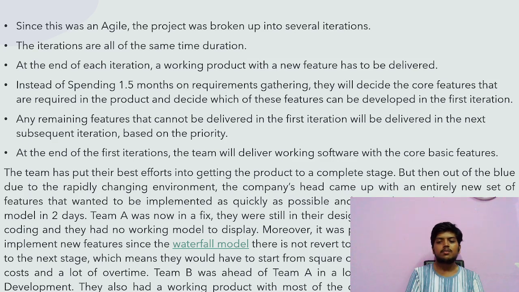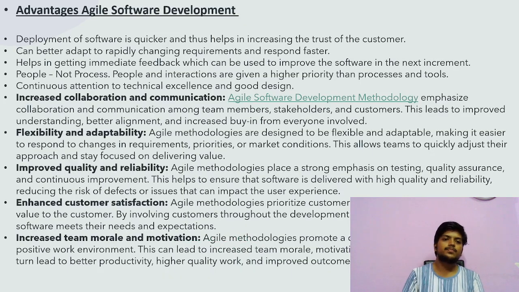Moreover, it was practically impossible for them to implement new features. Since it was the waterfall model, there is no revert to an old phase once we proceed to the next stage, which means that they would have to start from square one again. This would incur heavy costs and a lot of overtime. Team B was ahead of Team A in a lot of aspects, thanks to agile development, so they had a working product with most of the core requirements in the first iteration.